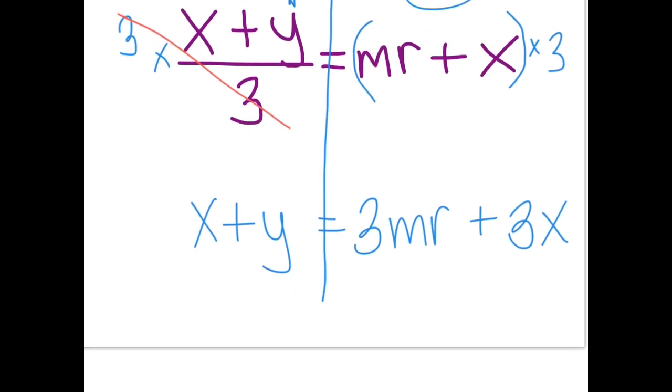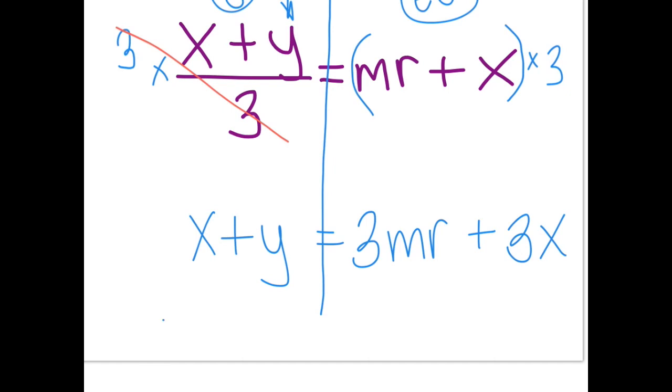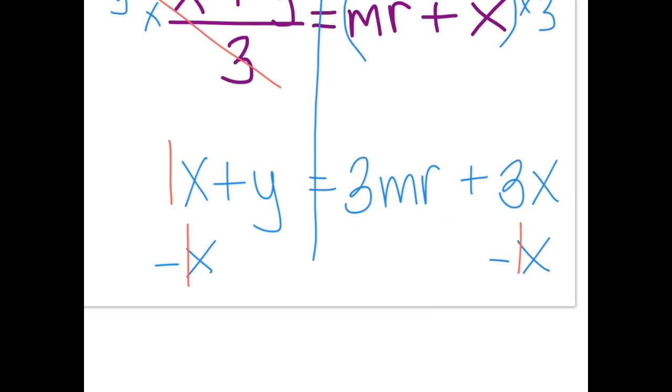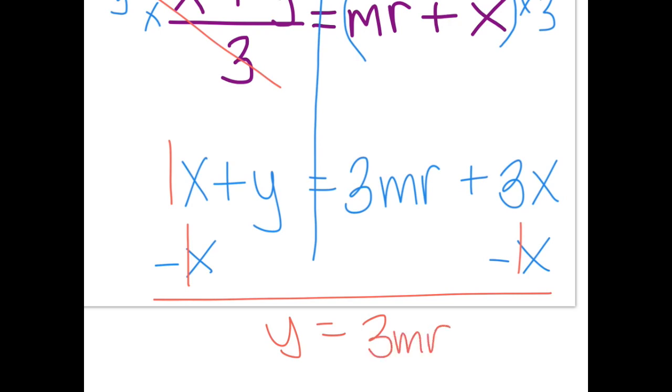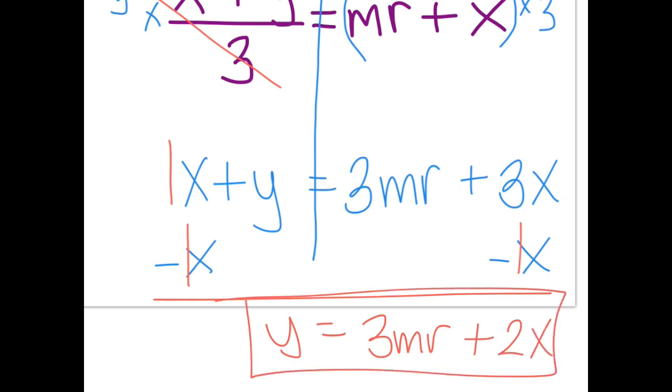My last step is to subtract the x from both sides. Something that a lot of people do is they think that by subtracting an x, it doesn't change anything. So if you are of that opinion, put a 1 in front of your x. That is 1x. Now when you subtract, we get y equals 3mr, and then 3x minus 1x is 2x. So y equals 3mr plus 2x.